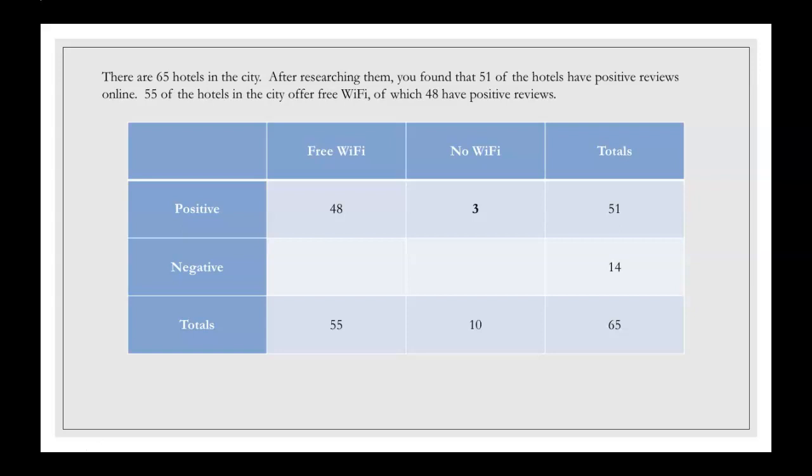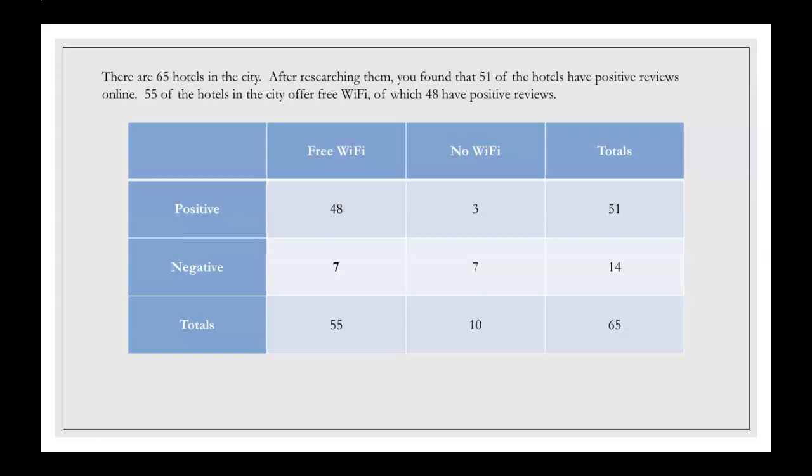Hotels that have positive reviews with no Wi-Fi, that's going to be 3. Because there's a total of 51 with positive reviews. 48 of those offer free Wi-Fi. So the 3 that are left over do not. Now, no Wi-Fi and negative reviews, there's 7 of those. Right? Because a total of 10 hotels do not offer Wi-Fi. 3 of those hotels had positive reviews, which left 7 to have negative reviews.